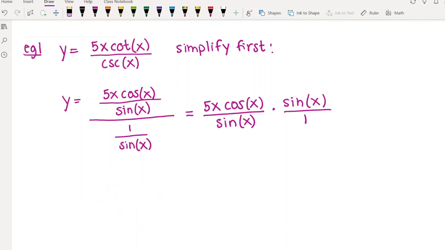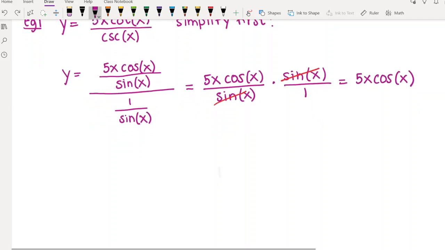Okay, so what happens when we simplify this? Well, now we have a sine and a sine that are going to cancel out, and we'll be left with just 5x times cosine of x, which is a whole lot simpler than what we started with, right? If you had not simplified this, you would have to use the quotient rule and the product rule because the numerator is a product, right? And we'll actually do an example like that later on that can't be simplified, and it's not that crazy, but in general, the fewer rules you have to use, the better.